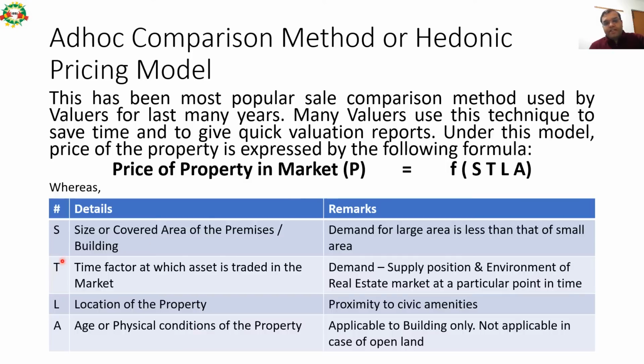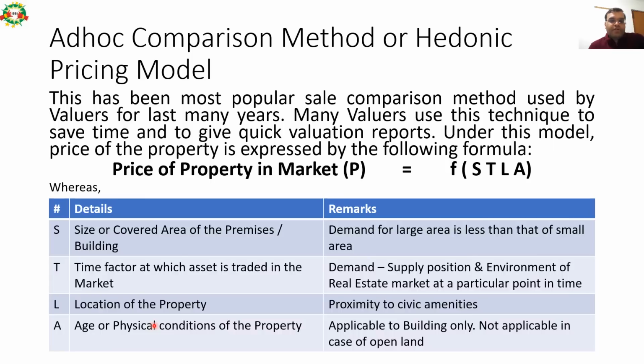What are these? S is the size or covered area of the premises of the building. Demand for large area is less than that of small area. So normally, properties with larger land area or built up area have less demand than smaller properties. Next is T, the time factor at which the asset is traded in the market. So the demand and supply position and environment of the real estate market at a particular point in time also affect the valuation of the property.